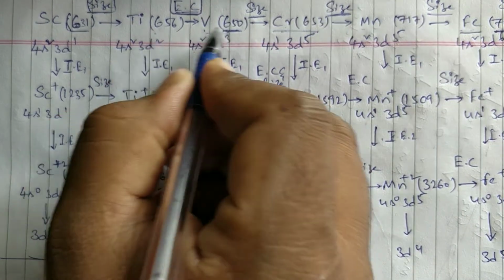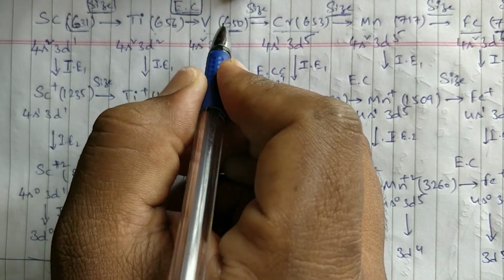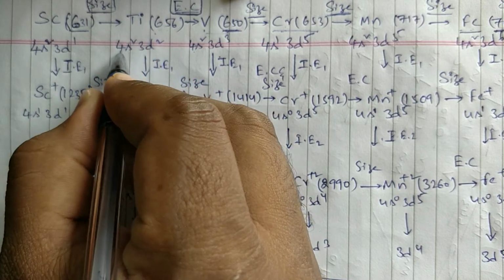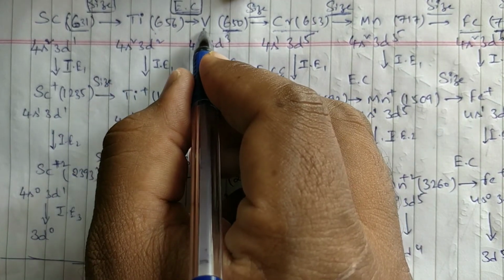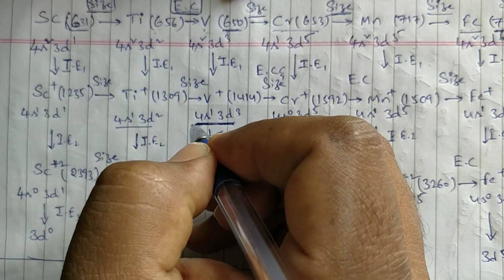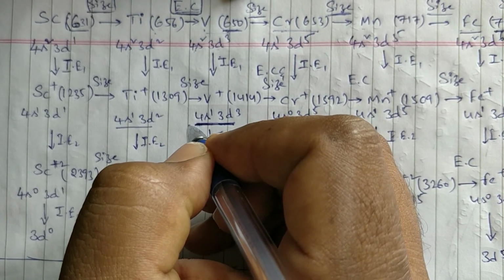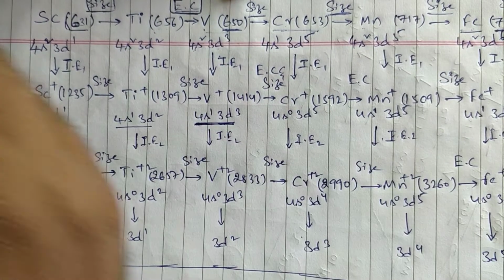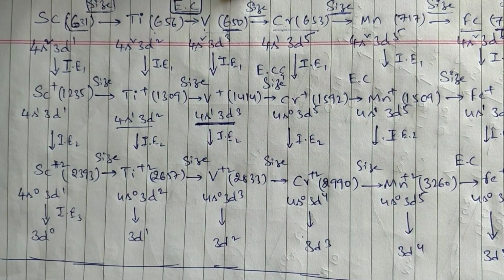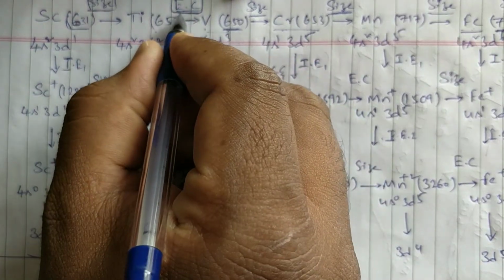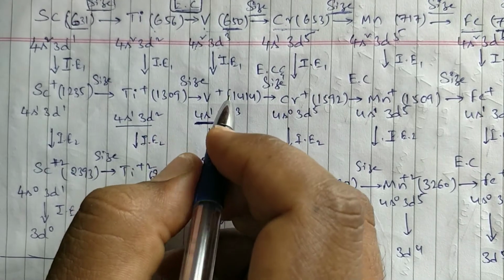Here titanium to vanadium, 656 to 650, decreased. Slightly it is decreased because the configuration of titanium is 4s2 3d2, and vanadium is 4s2 3d3. Which is playing an important role here? Electronic configuration is playing the important role.